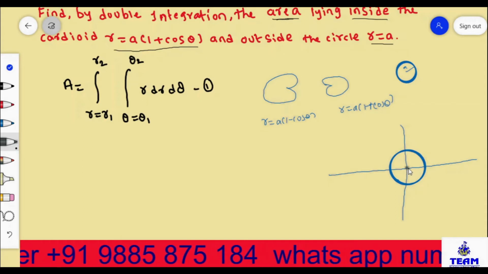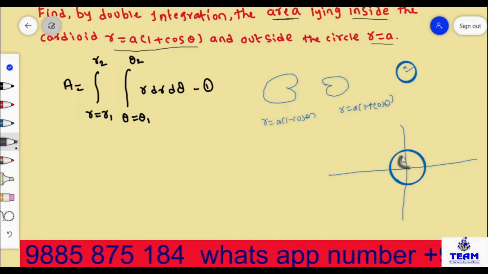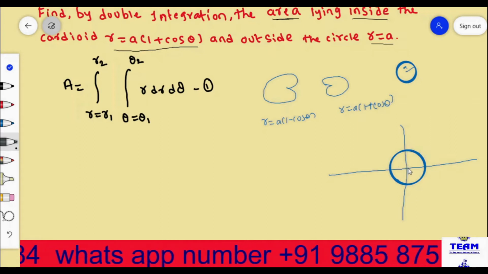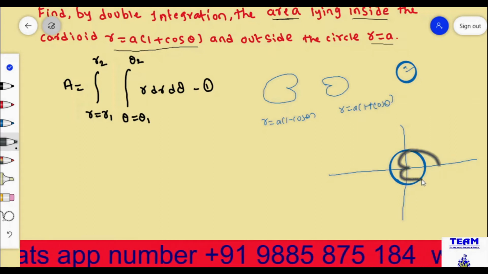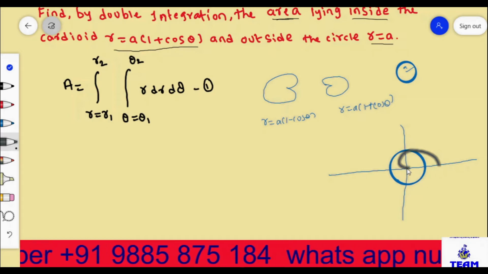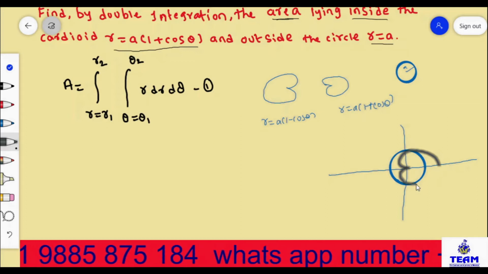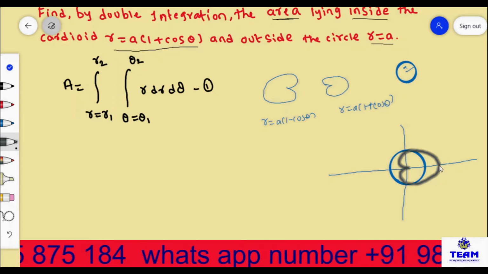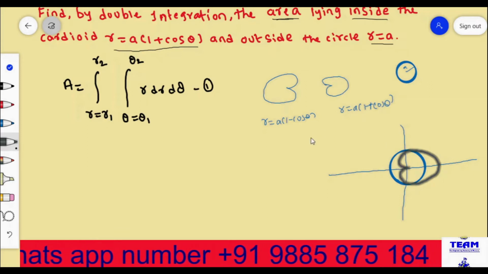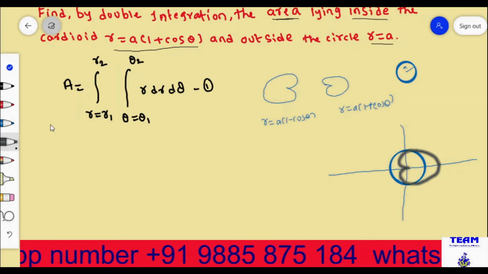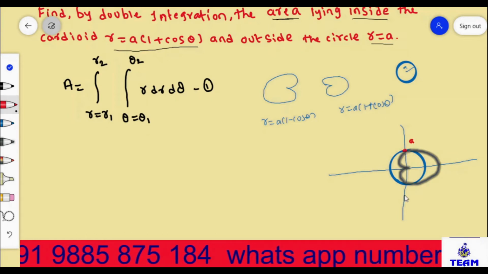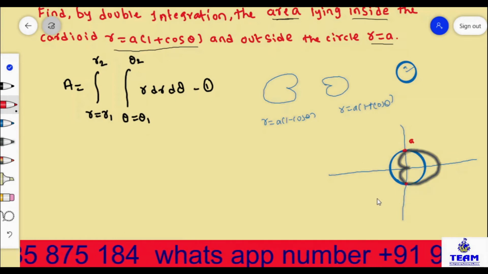I am trying to draw it perfectly, but I can't get it exactly. One moment please, I will try. Yes, you have to remember, friends, this touches the y-axis here at a. Remember here also it touches, at minus a.